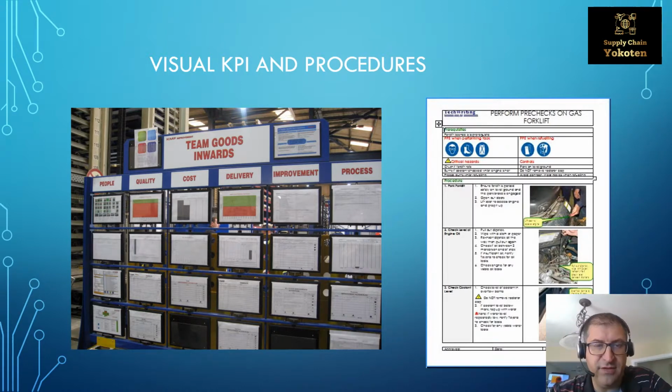Here's some examples of visual KPIs and visual management. Of course, on the team board here, you can see we have people, quality, cost, delivery, improvement, and process. Then we put the KPIs that we're following each week or maybe even daily on the board. On the next, here we also have for example, a performance checklist on gas for a forklift, and have the visual procedures to follow.